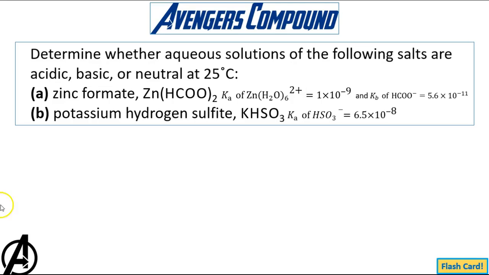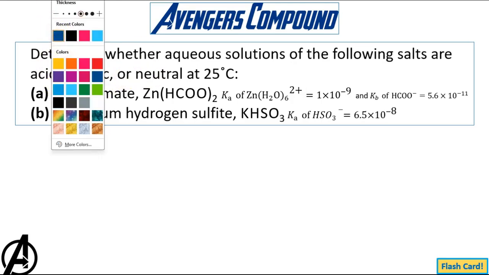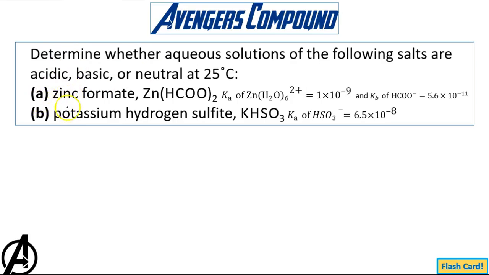So we're back at the Avengers compound. We know the drill. We're going to read the question, gather information, start talking to ourselves. That's the goal. So determine whether the aqueous solutions of the following salt are acidic, basic, or neutral at 25 degrees Celsius. So we have a zinc formate, which is Zn(HCOO)2.